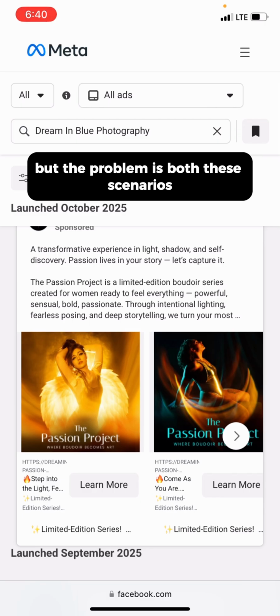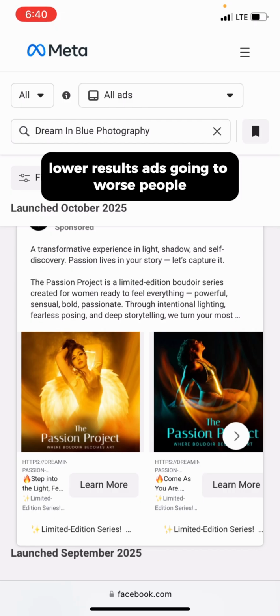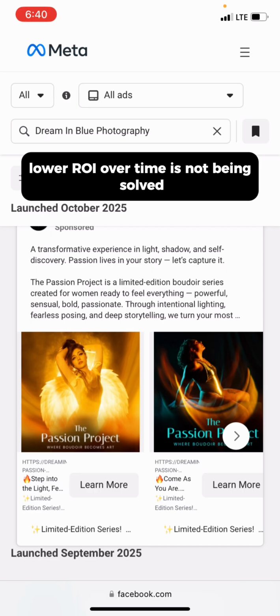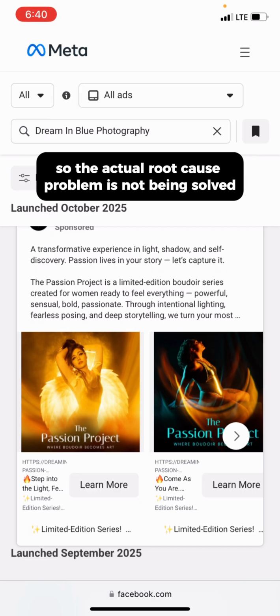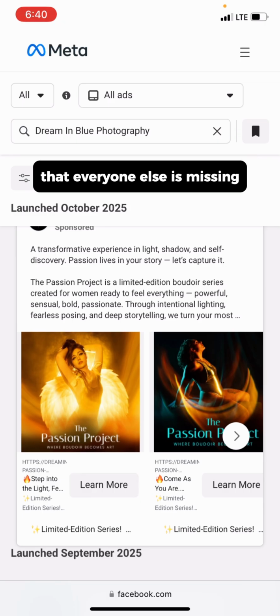But the problem is, in both these scenarios, the actual root cause problems for the ads doing worse and worse over time, same ad spend, lower results, ads going to worse people, lower conversions, lower ROAS over time, is not being solved. So here is the actual root cause problem that everyone else is missing.